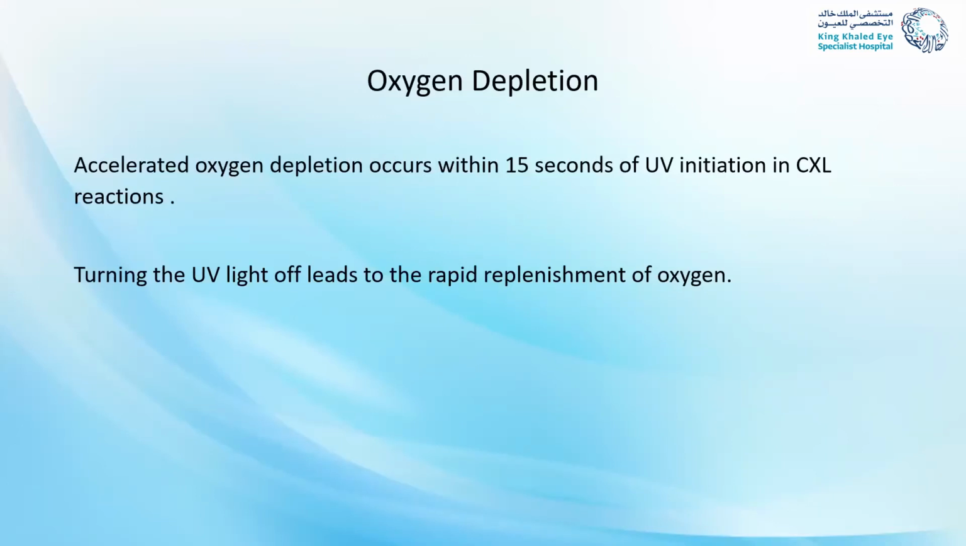So oxygen depletion, when does it happen? So initially we assume there is oxygen all over the place. But actually what happens is that oxygen is depleted quite quickly within the first 15 seconds of UV initiation. So when you start that light, within 15 seconds, all the oxygen in that region is depleted, okay? So when you turn off the light, there is rapid replenishment of oxygen.